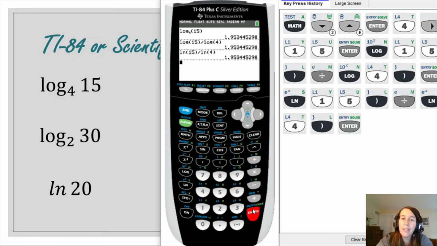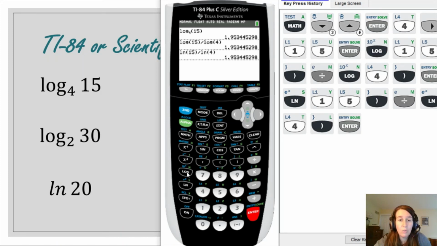That formula that we just used twice is called the change of base formula, and you will learn it in a later unit, but it's easy to use right away. So let's try another one. So if we had log base 2 of 30, we could use the change of base formula.